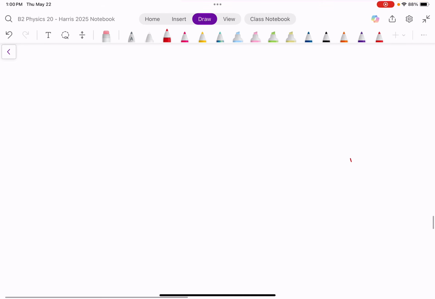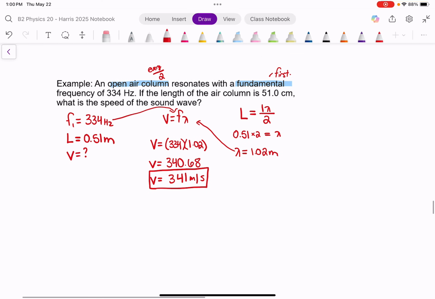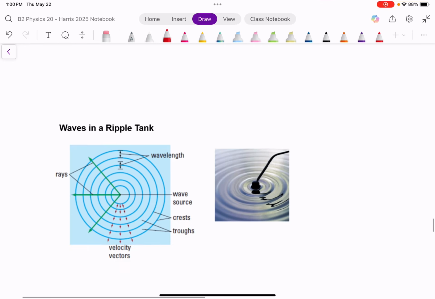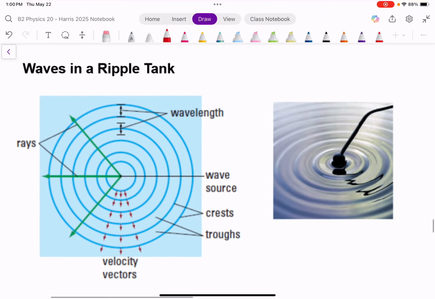Yesterday we finished off talking about our closed air columns and how sometimes we have different frequencies based off of how our standing waves are interacting with each other. Now we're going to talk about a couple of other interference patterns, and then we'll move into the Doppler effect.